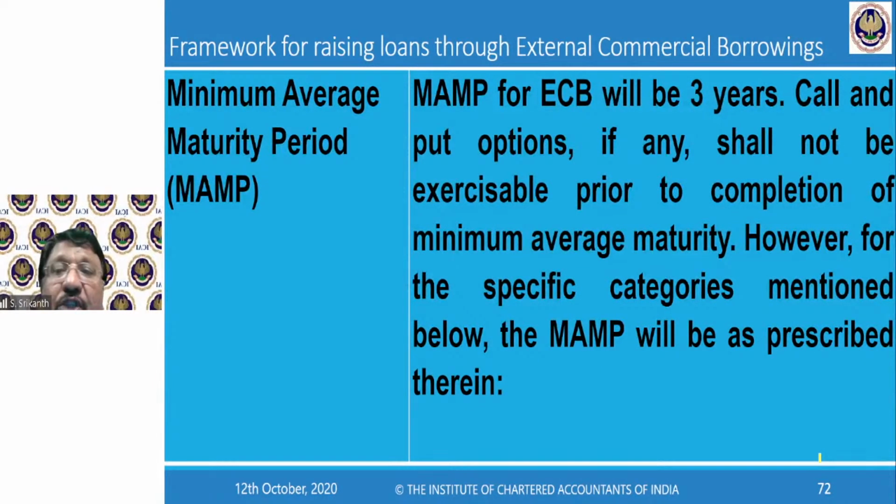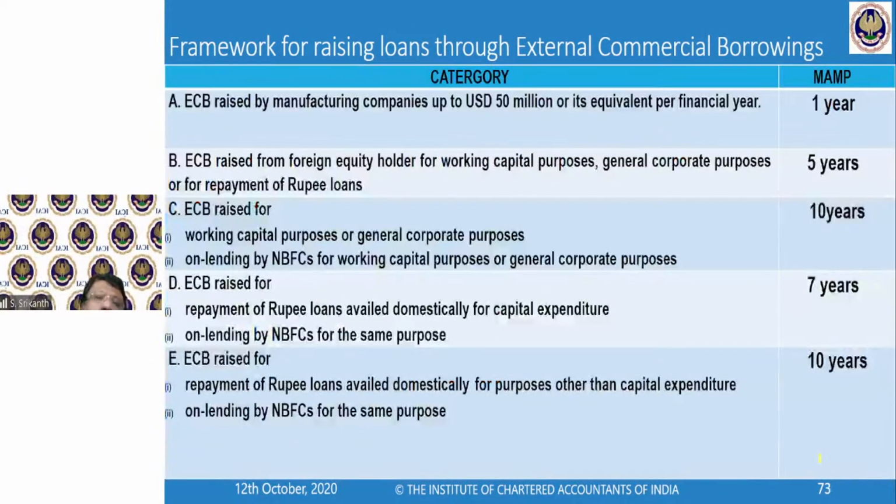Minimum average maturity period. Very important. MAMP for ECB will be 3 years. Minimum average maturity period. Call and put options, if any, should not be exercisable prior to completion of MAMP. Call or put: when the lender tells, call. When the borrower tells, put. No problem. Lender, call; borrower, put. However, for those mentioned below, the MAMP will be as prescribed therein. So this alone, if you know.